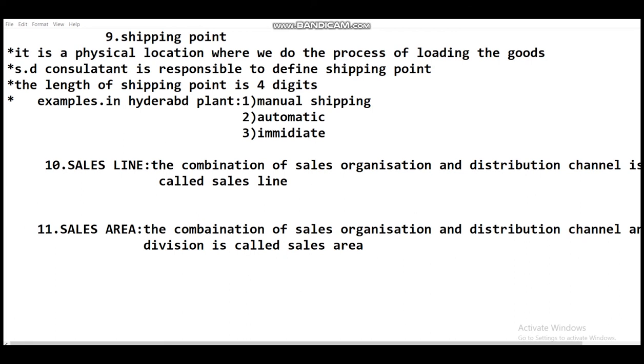So okay, this is all about enterprise structure. Let's go for a quick recap. What is company code?